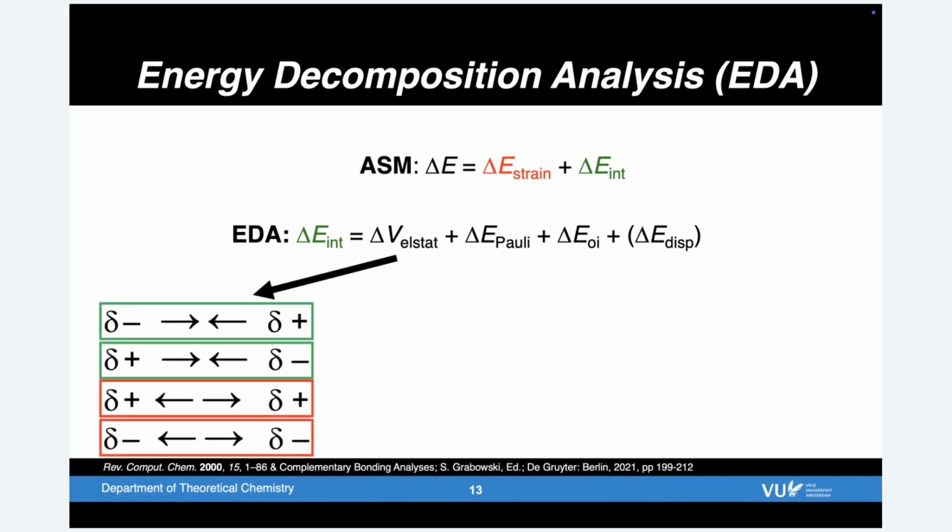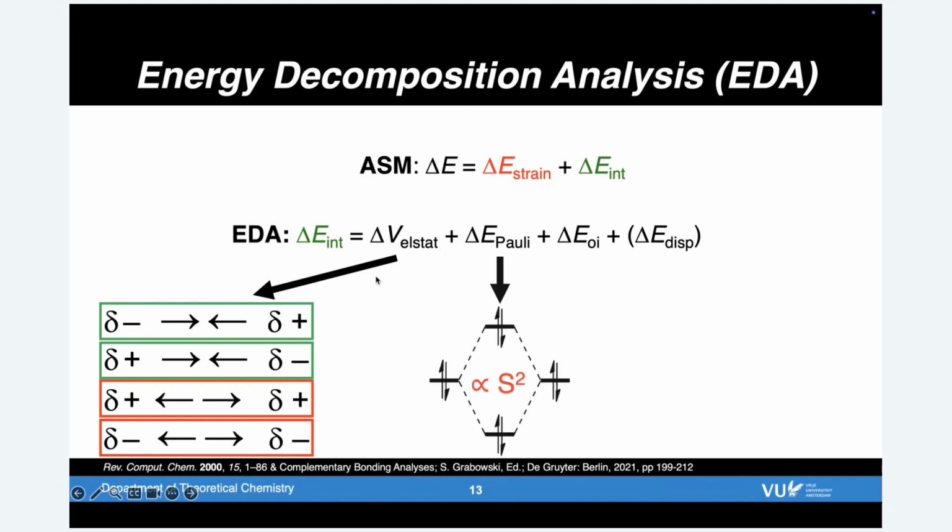So the first such term is your electrostatic interaction, and that's going to encompass the stabilizing Coulombic interactions between, say, the electrons on one fragment and your nuclei on the other. You also have the reverse, and then it also encompasses the destabilizing electrostatic interactions, say, between your nuclei on one fragment and your nuclei on the other, and analogously your electrons on one fragment and your electrons on the other.